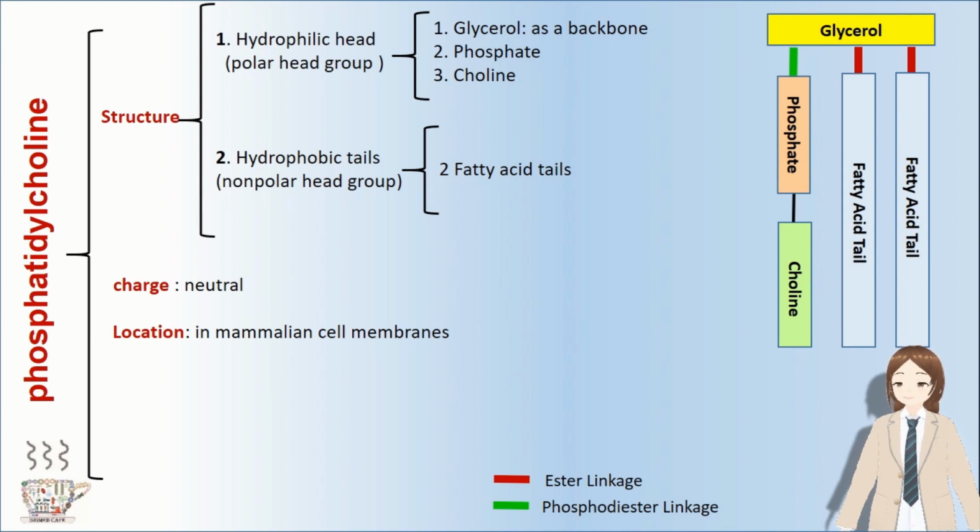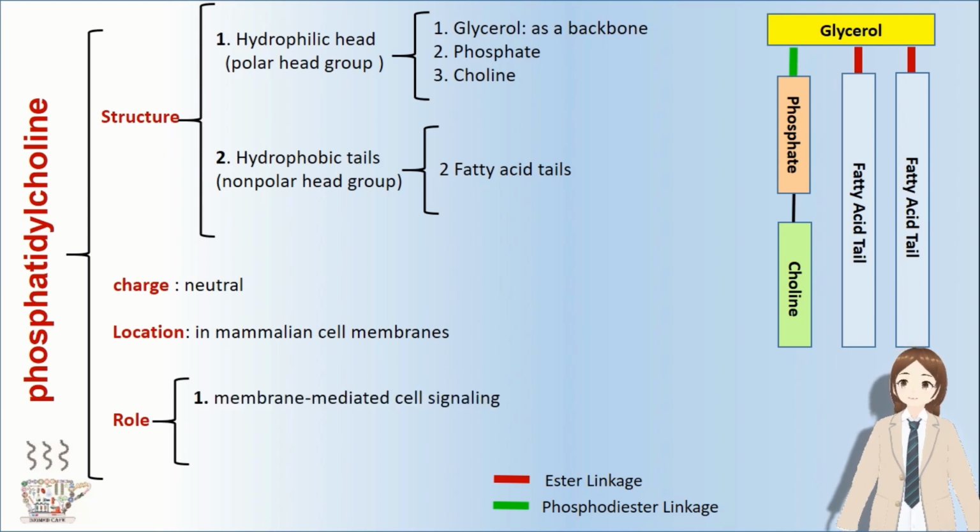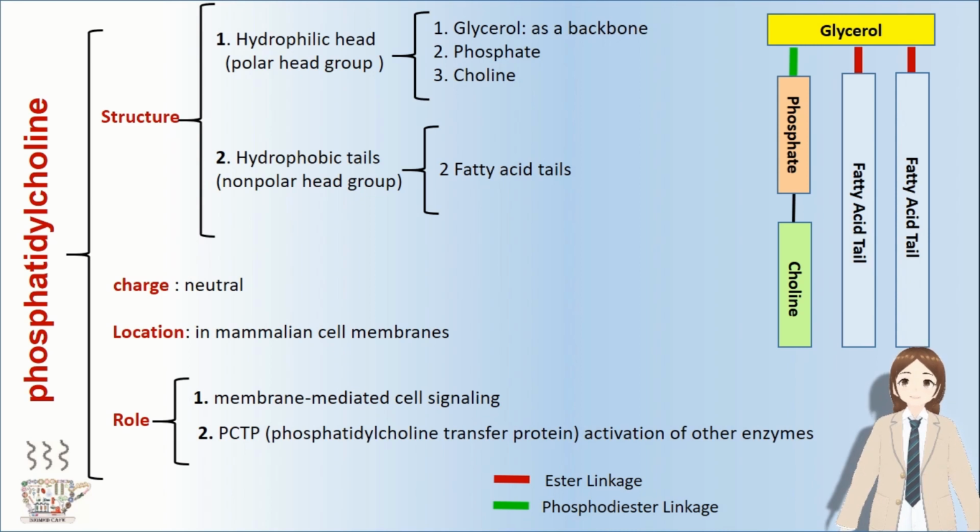It's located in mammalian cell membranes and it plays a role in membrane-mediated cell signaling and PCTP, or phosphatidylcholine transfer protein, activation of other enzymes. PCTP transfers phosphatidylcholine molecules between membranes in vitro.